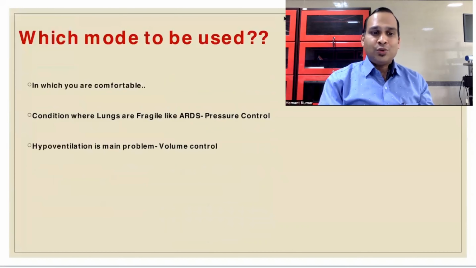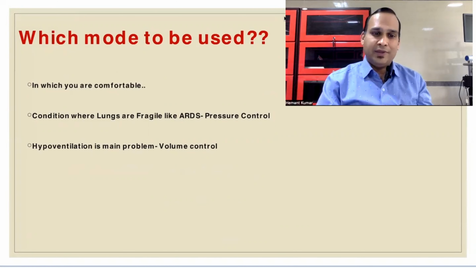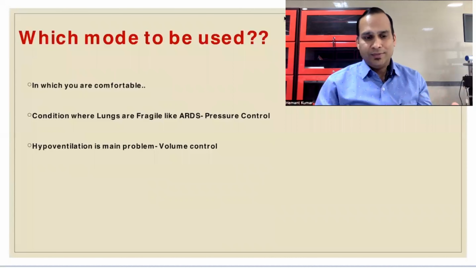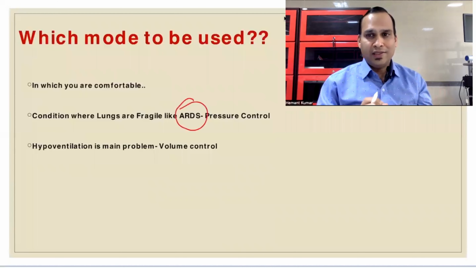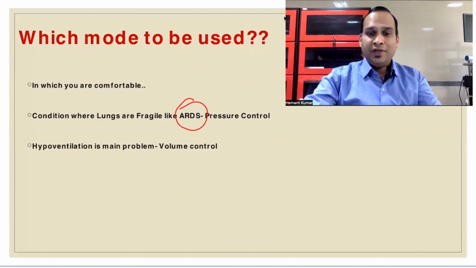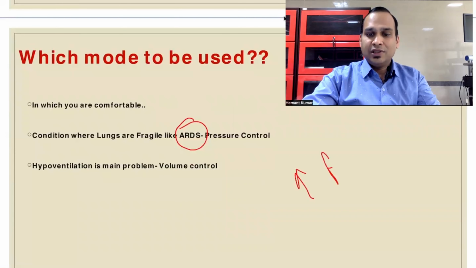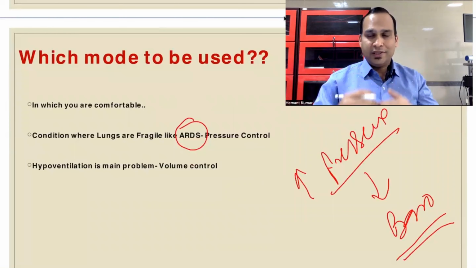Now this is a commonly asked question: which mode should be used? As I said earlier, you set the mode in which you are comfortable. You can use pressure control, you can choose volume control. Both are equal, but there is a certain little difference. For example, in ARDS, there is poor lung compliance. Once you set volume control, you have to push the tidal volume, and the pressure will increase. Increased pressure will cause barotrauma. So to prevent barotrauma, we have to keep plateau pressure below 30.